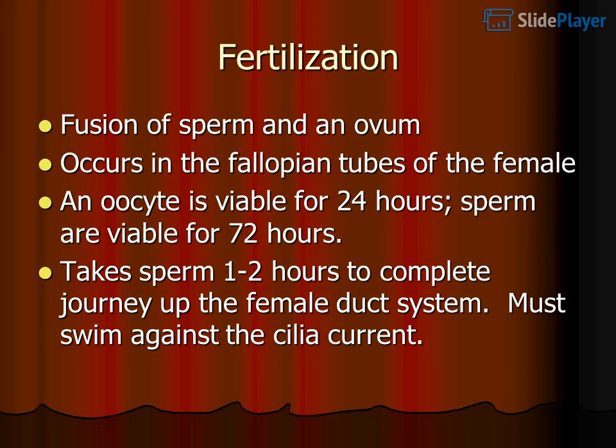occurs in the fallopian tubes of the female. An oocyte is viable for 24 hours, sperm are viable for 72 hours. It takes sperm 1 to 2 hours to complete the journey up the female duct system. They must swim against the ciliary current.